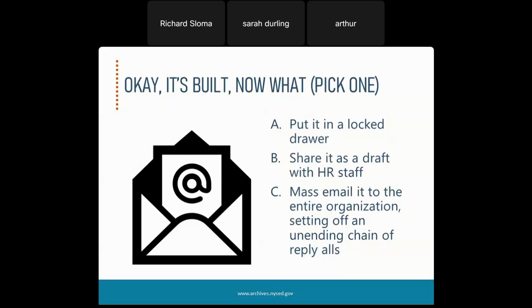Okay, we've got a version of this on the floor. We have it written, it's organized, it looks pretty. What do I do with it? Do I A, put it in a locked drawer, B, share it as a draft with HR staff, or C, mass email it to the entire organization, setting off an unending chain of reply alls?